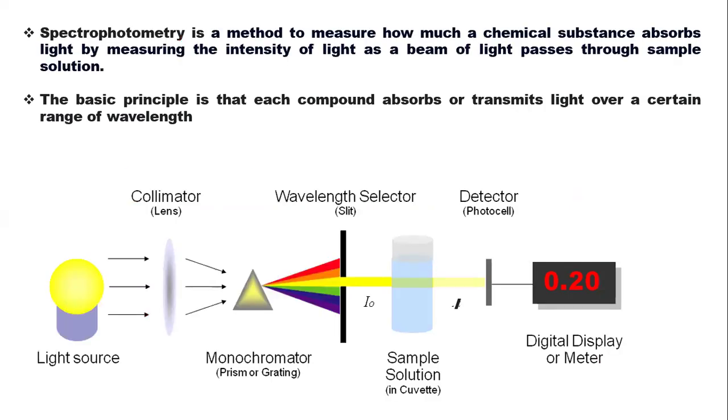It is a method that is used to measure how a chemical substance absorbs light by measuring the intensity of light as a beam of light passes through the sample or solution. And the basic principle is that each compound can absorb light or transmit it over a certain range of wavelengths. For example, nucleic acids absorb light at a certain region maximally because of the constituents of that nucleic acid.